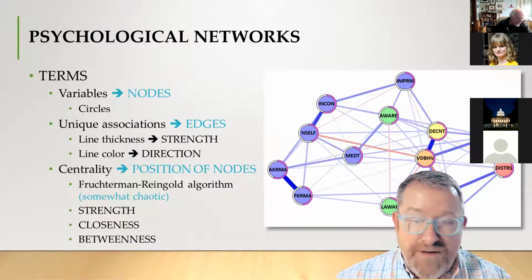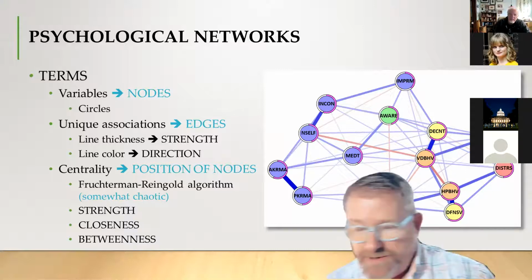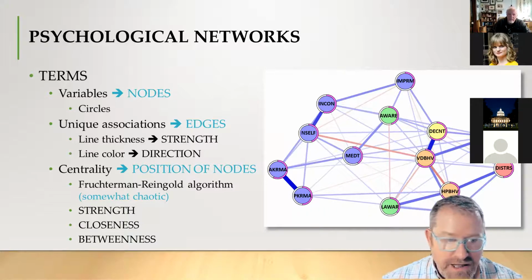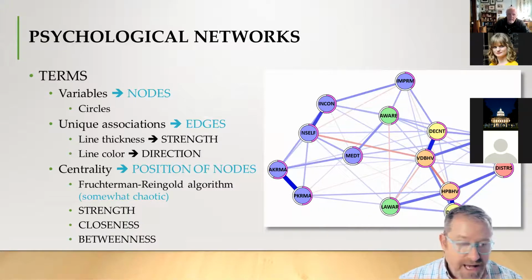The variables that you're looking at are called nodes when you're talking about network findings, and they're represented as circles. The unique associations between each pair of variables, or each pair of nodes, are called edges. When you graph them, the thickness of the edge is an indication of how strong that association is, and the color tells you whether it's a positive association in blue or a negative association in red.